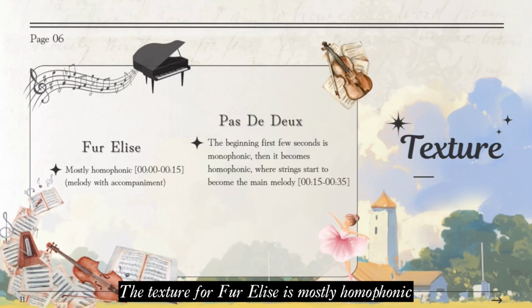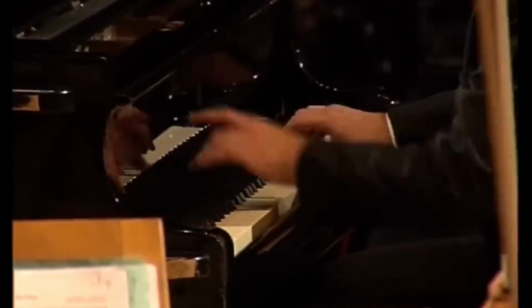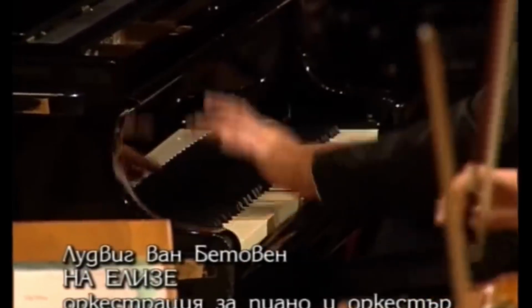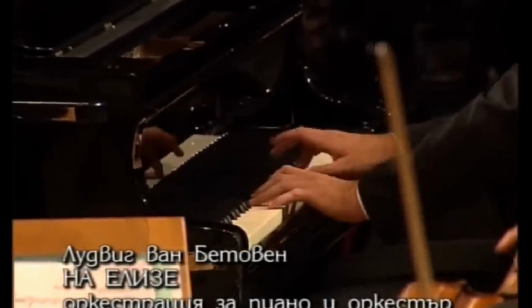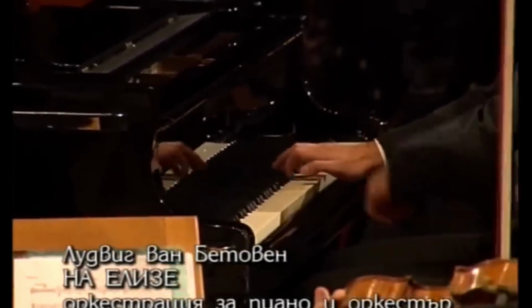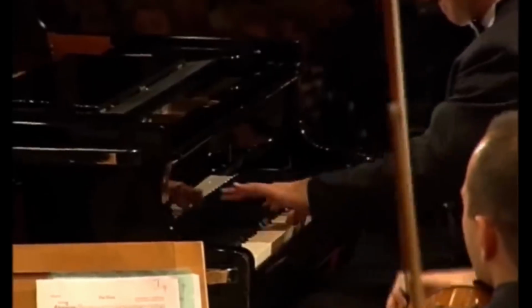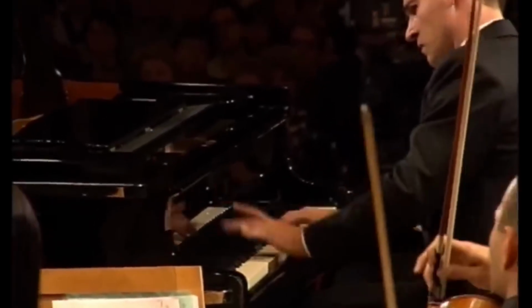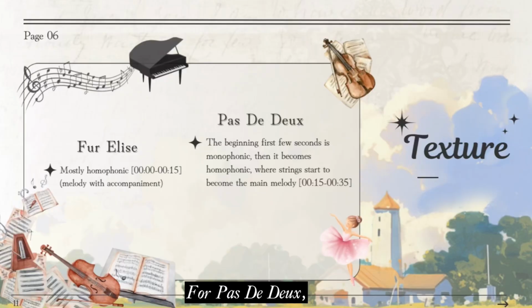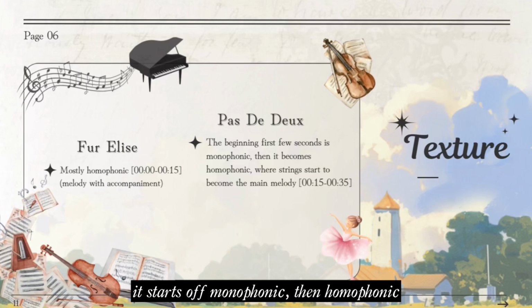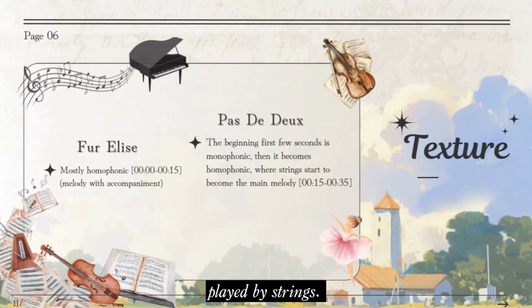The texture for Für Elise is mostly homophonic. For Pas de Deux, it starts off monophonic, then homophonic, with the harp accompanying the main melody played by the strings.